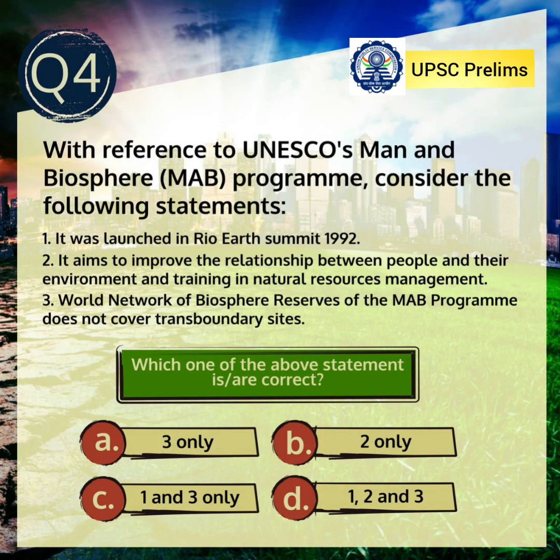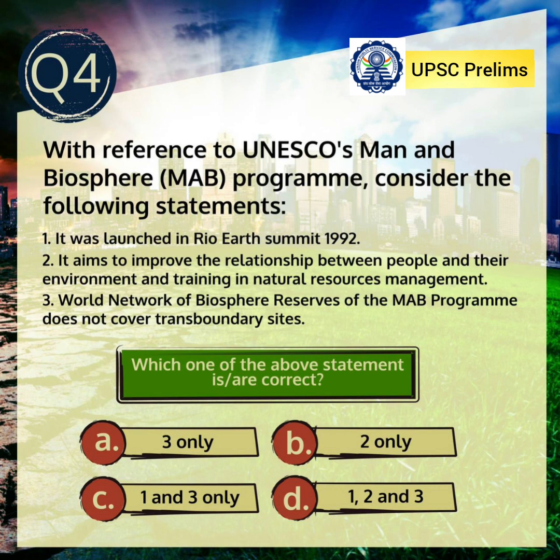Fourth question. With reference to UNESCO's Man and Biosphere program, consider the following statements. First one, it was launched in Rio Earth Summit 1992. Second one, it aims to improve the relationship between people and their environment and training in natural resources management. Third statement, World Network of Biosphere Reserves of the Man and Biosphere program does not cover transboundary sites. Which of the above statements is correct? They are asking for correct statement from above three statements. Okay, correct answer is option B.